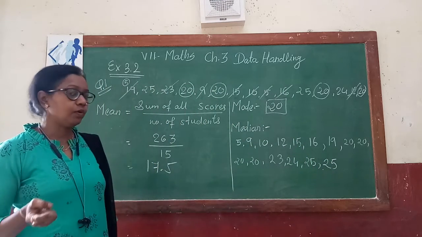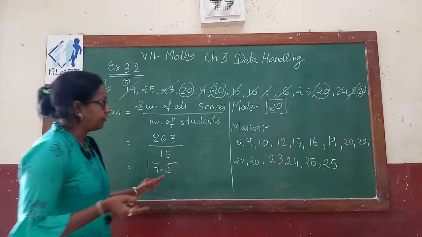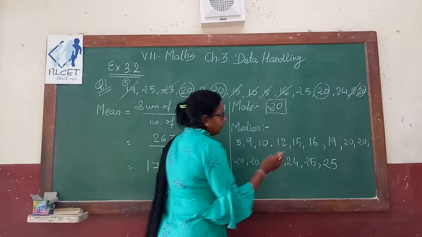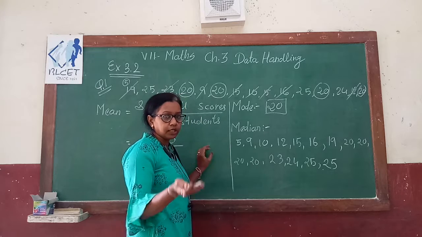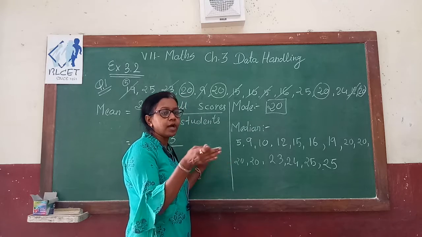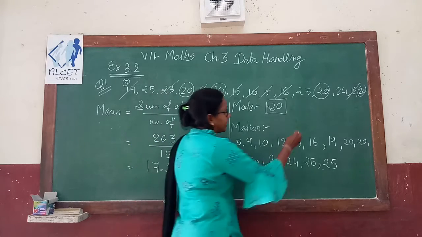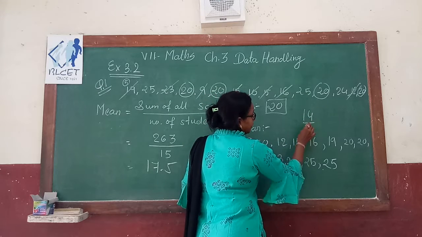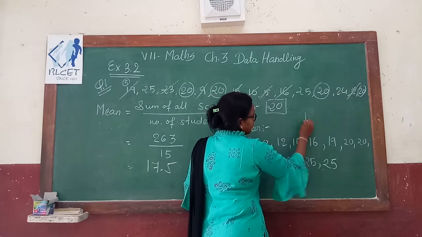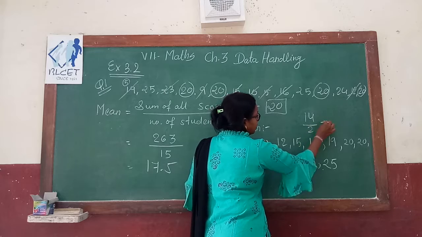Now what will we do? Here you have 15 observations. So 15 is an odd number, so you take the even number. Means you have to take the predecessor of 15. So that is 14 by 7. Sorry, 14 divided by 2. So what is the answer?